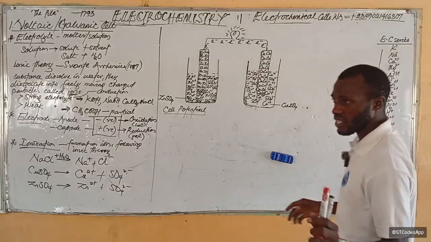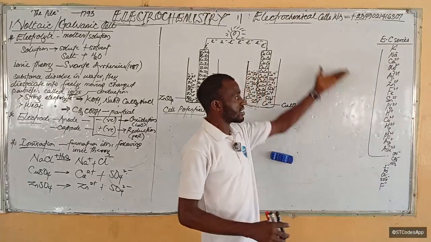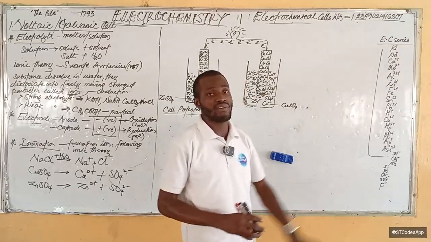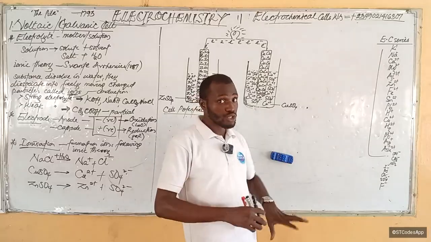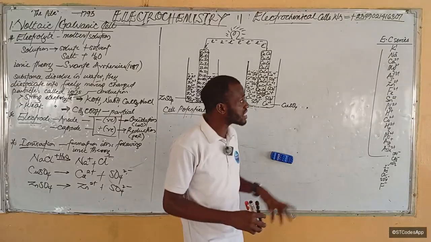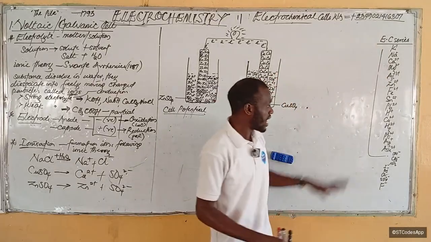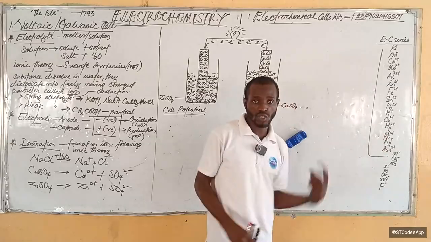So now, it turns out that the higher you are in this series, the higher the metals are, the stronger the push they have on electrons. For example, these guys that are higher up here can push electrons more, and these guys that are lower down here pull electrons.